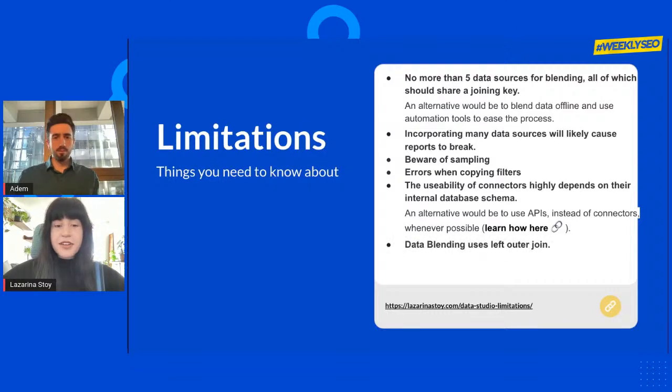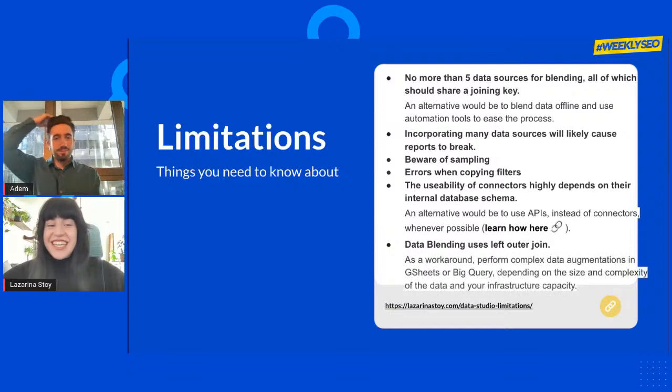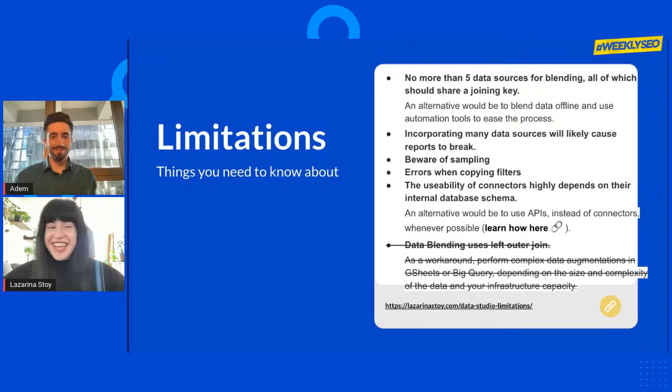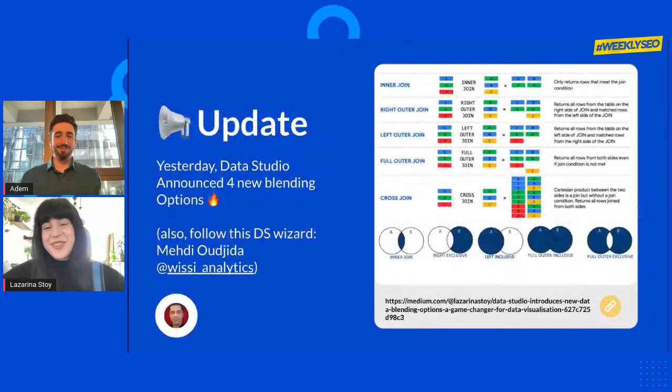And another final thing, and the most exciting thing actually, is that data blending uses a left outer join. So this was the case until yesterday. So as of yesterday, this is no longer the case. Exciting news, Data Studio updated their data blending options. So we have 4 new types of blending available to us.